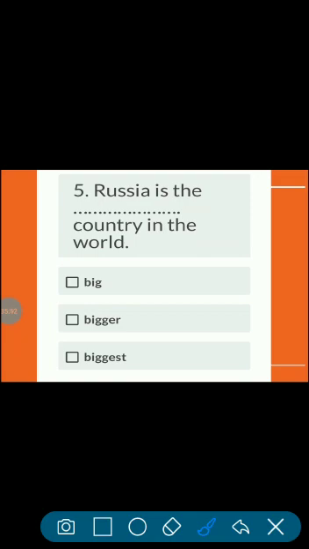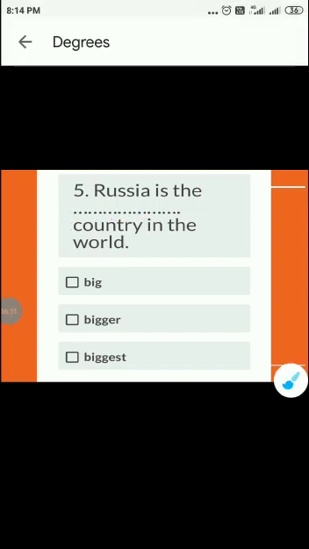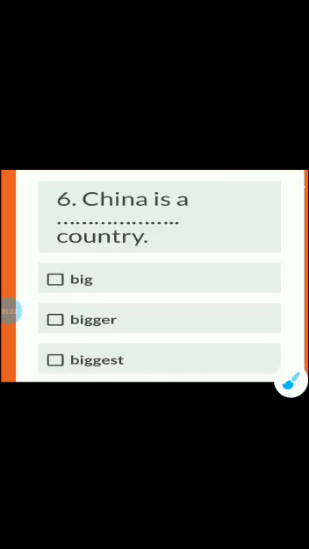Russia is the dash country in the world. Russia is the big or bigger or biggest. What do you think? Yes, the biggest. How? Because we are comparing Russia to all the countries of the world. Alright? So when there is comparison between more than two, we have to use the superlative form of the word, and it is biggest.